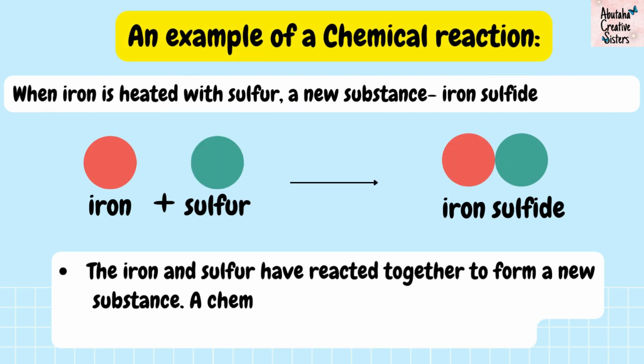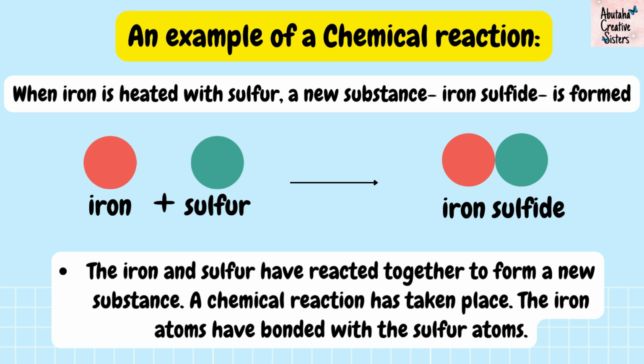An example of a chemical reaction. When iron is heated with sulfur, a new substance, iron sulfide, is formed. The iron and sulfur have reacted together to form a new substance. A chemical reaction has taken place. The iron atoms have bonded with the sulfur atoms.